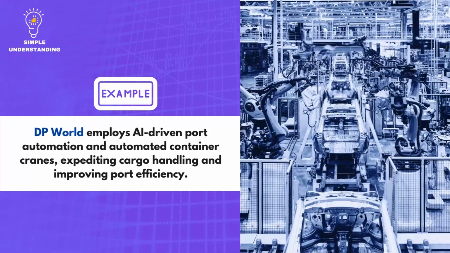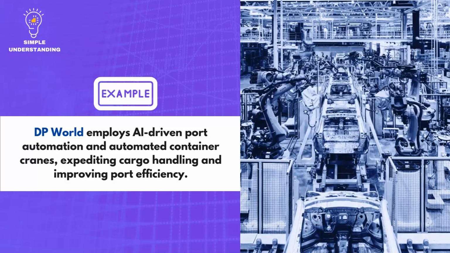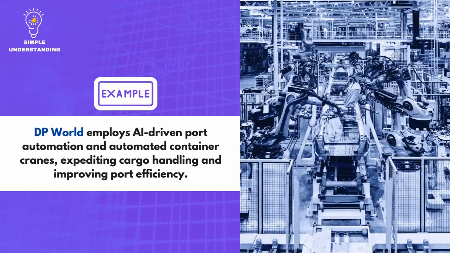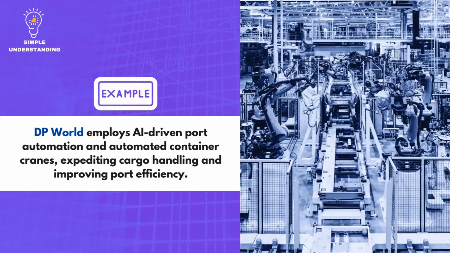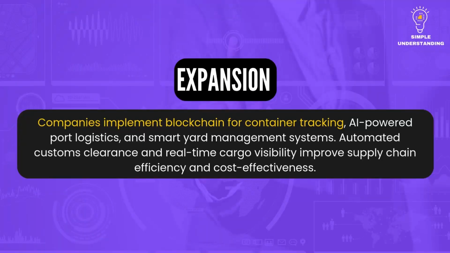Real company example: DP World employs AI-driven port automation and automated container cranes, expediting cargo handling and improving port efficiency. Expansion: companies implement blockchain for container tracking, AI-powered port logistics, and smart yard management systems. Automated customs clearance and real-time cargo visibility improve supply chain efficiency and cost effectiveness.